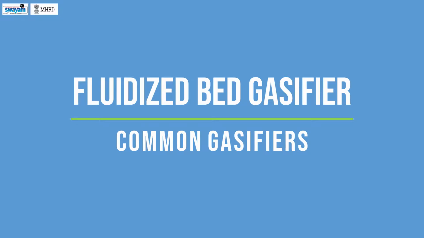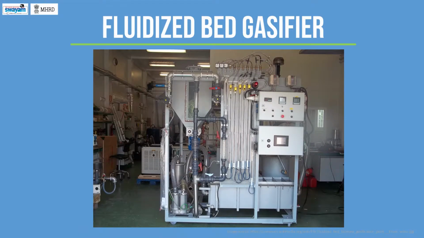Fluidized bed gasifier. This consists of a bed made of any inert material such as sand, ash or char. This bed acts as a medium for the transfer of heat and it is heated prior to the introduction of biomass. When the temperature of the bed reaches the desired level, biomass is introduced into the reactor and the gasification medium is blown from the bottom of the bed through a distributor plate.